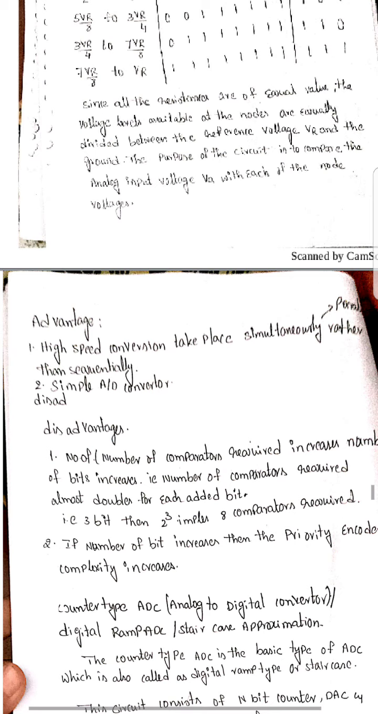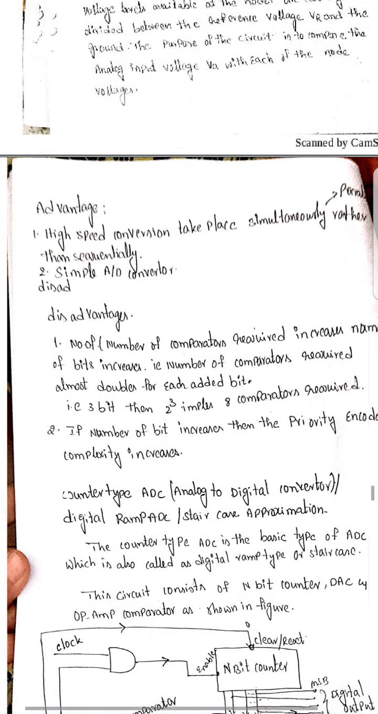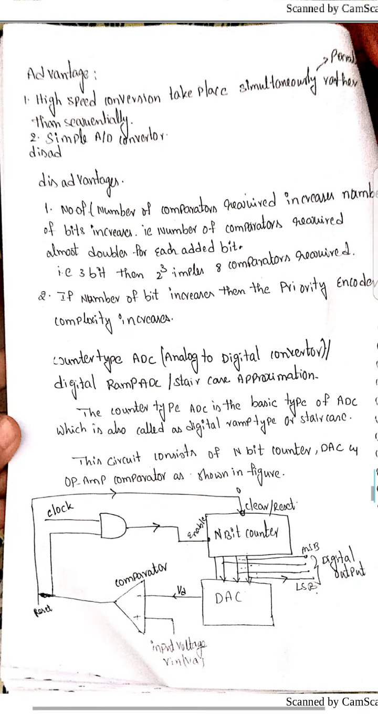Since all the resistances are of equal value, the voltage levels available at the nodes are equally divided between the reference voltage VR and the ground. The purpose of the circuit is to compare the analog input voltage VA with each of the node voltages. Advantages: high speed, as conversion takes place simultaneously rather than sequentially.